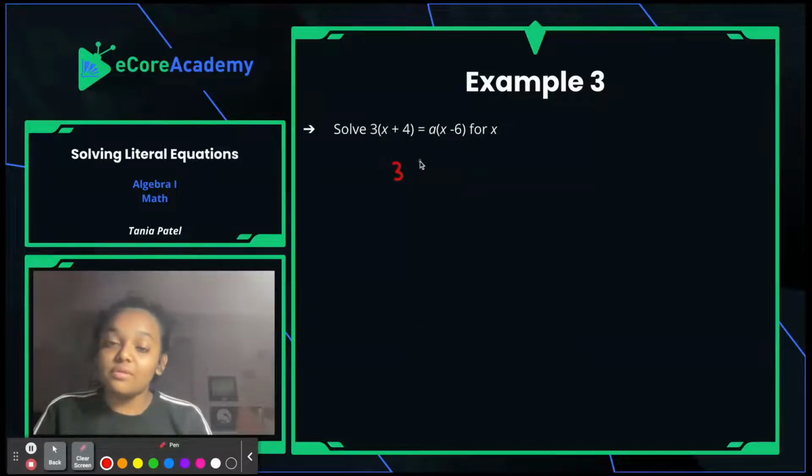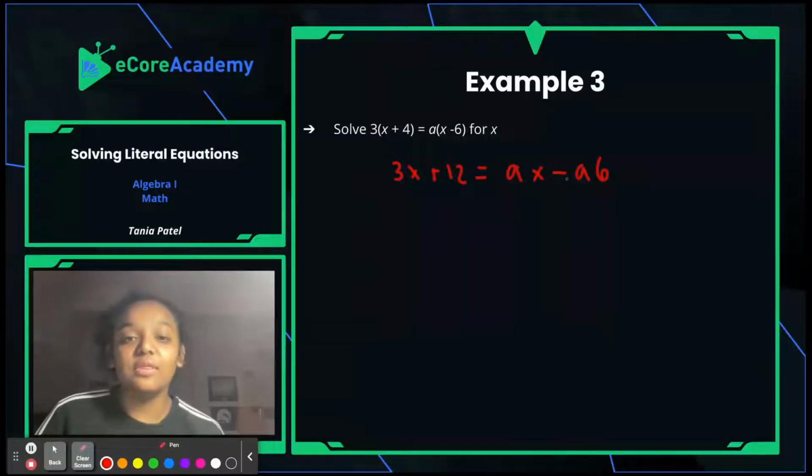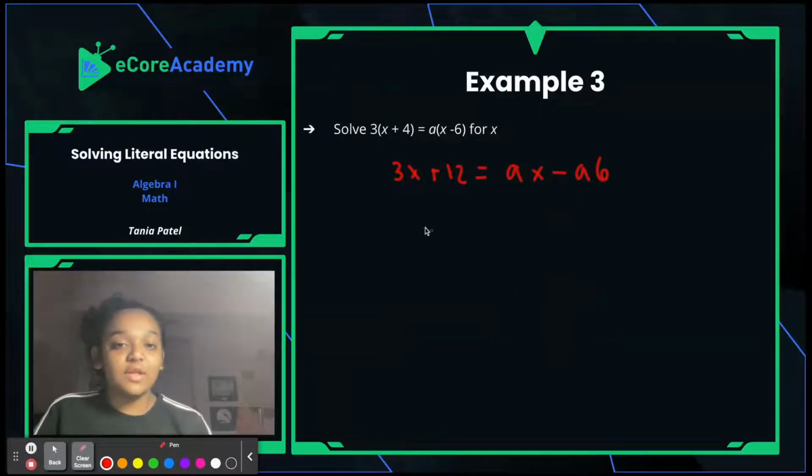So when we distribute the 3 on the left side, it's going to be 3x plus 12 equals, and then when we distribute the a on the right side, we'll get ax minus a6. This can be switched around to be 6a. That's more common. I will end up doing that in a bit when we get to the next step, because it helps me with my visual preference. But it's really up to you. As long as you understand what you're writing, you're fine.